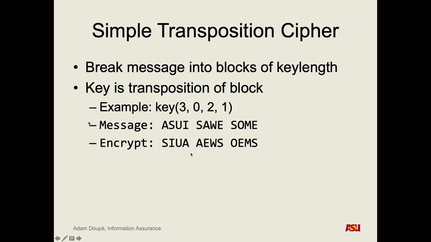So you'll then get something like this. Again, we've just mixed up the order here. You see, we moved A to the last one, to spot 3. We moved S to 0, to the front. We moved U to 2, the same spot, so the U never moves. The third one doesn't move here. And the 1 goes back here. Pretty simple. It's called a simple transposition cipher.